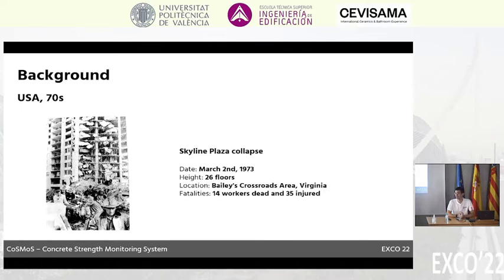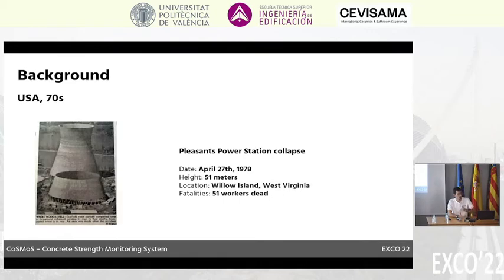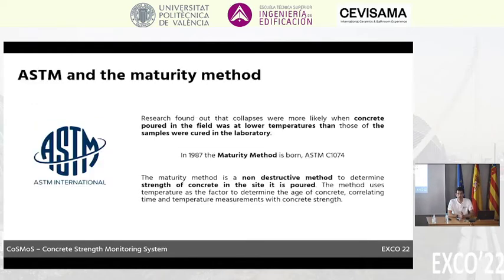Okay. So first of all, to put a bit into background, we are in the USA, the 70s, and we have a few accidents, buildings collapsing. Like this example, the Skyline Plaza collapse in 1973, but also the Pleasance Power Station collapse in 1978. After investigations, it was concluded that within the main reasons for the accidents, the structures' concrete was not mature enough in order to sustain all the loads.